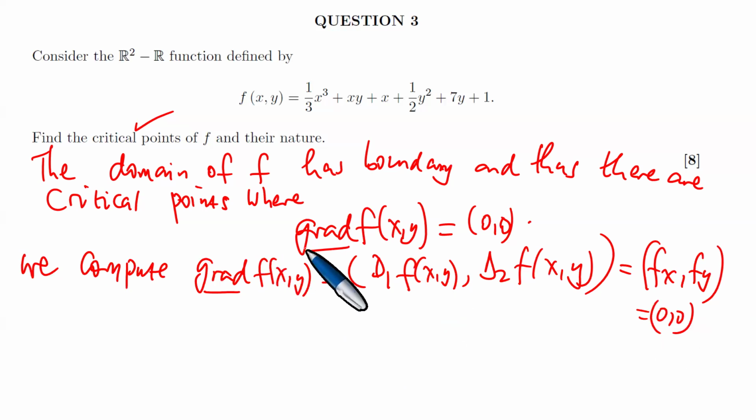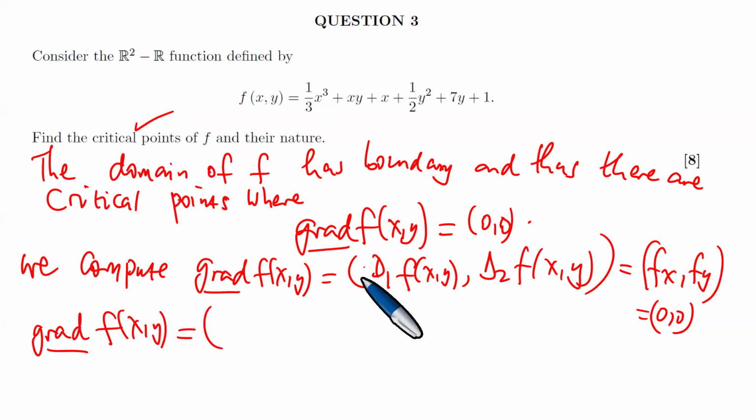The critical points exist where the gradient is 0. Now, the gradient of f of x and y is the derivative with respect to x of the function. So what do we get here? If we have 1/3 x cubed, the derivative of this one is going to become x squared. This one with respect to x is y. With respect to x, it's a 1. With respect to x, 0, 0, 0.